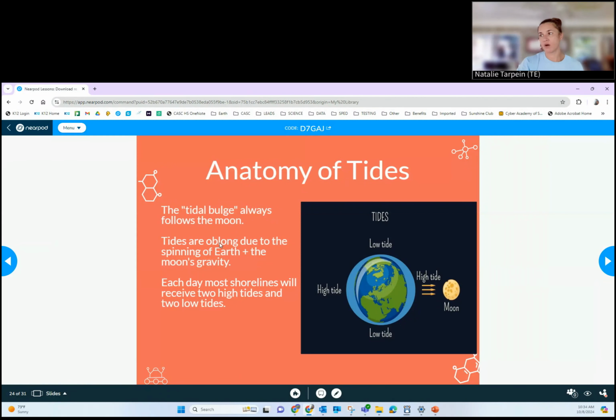So the tides are oblong due to the spinning of the Earth plus the moon's gravity. So think of the Earth spinning, rotating, and the moon's gravity. So lots of things kind of work together here. Most shorelines do receive 2 high tides and 2 low tides each day.